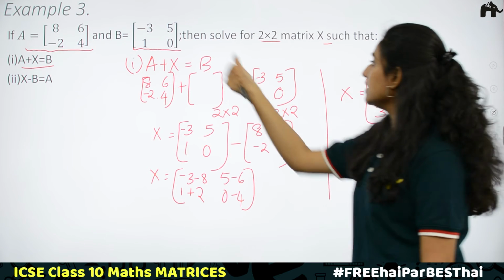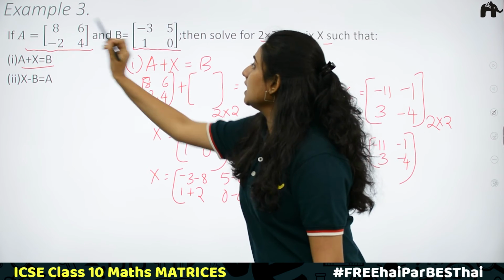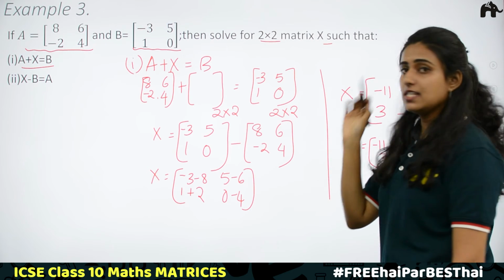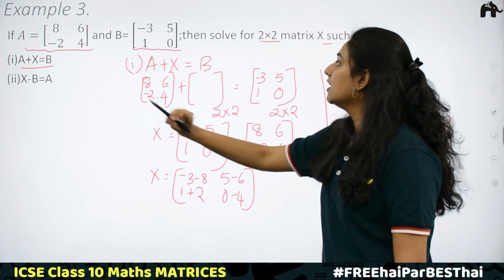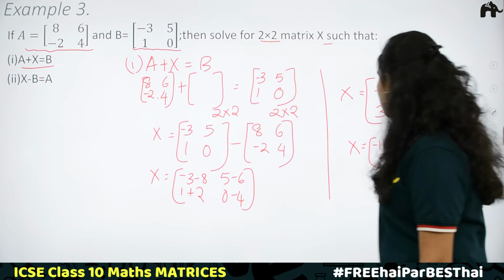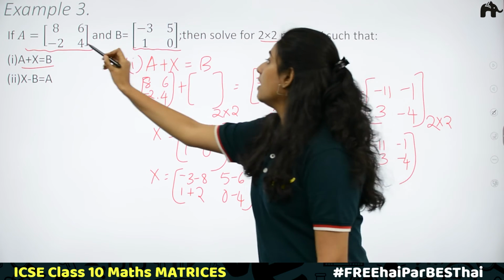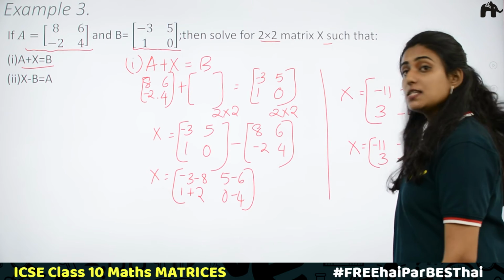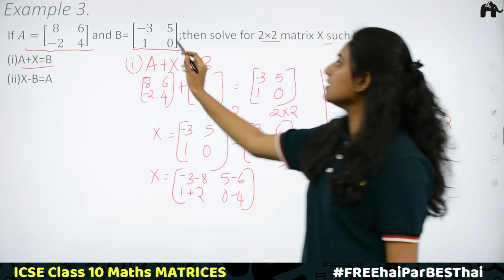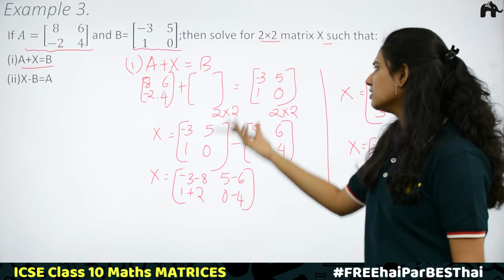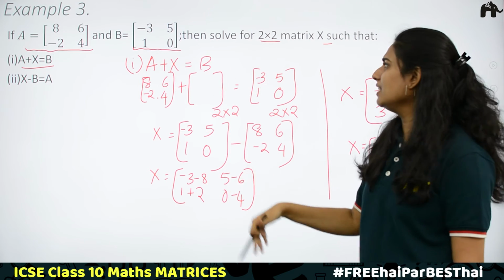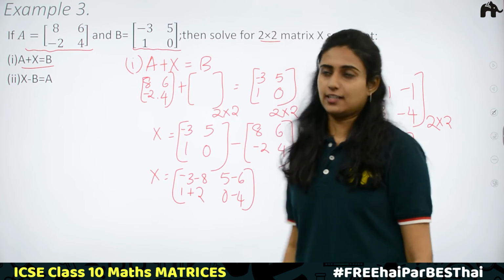8 minus 11 is minus 3. Then 6 and minus 1. 6 minus 1 is 5. Minus 2 plus 3 is 1. 4 plus minus 4, 4 minus 4 is 0. You have to check to find if the answer you got is correct.